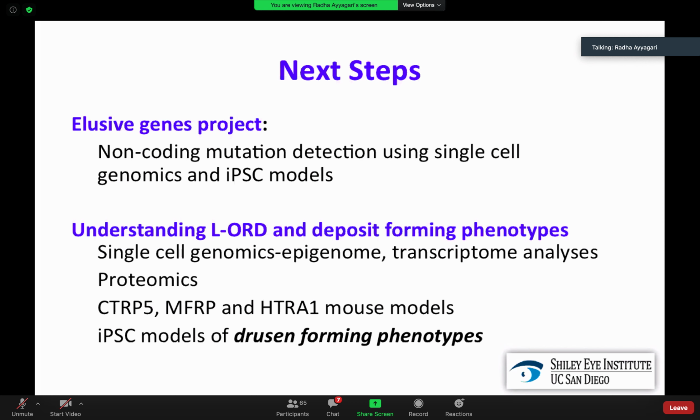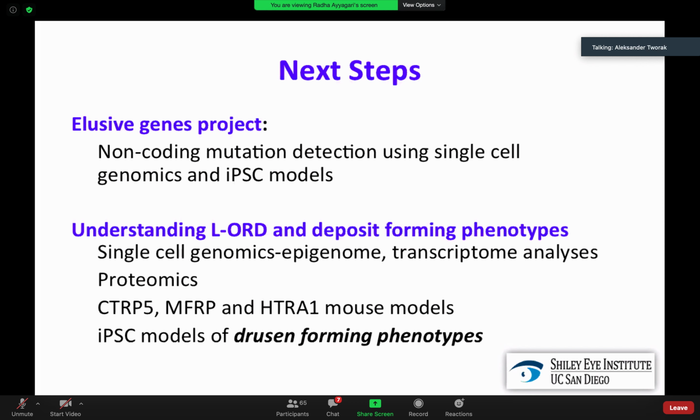I have not presented it, but we are carrying out studies on the interaction of CTRP5 and MFRP, and the role of MFRP in LOD pathology. We have those two mouse models, which is another study I did not talk about. We are trying to see how we can integrate the information we are generating through these different studies. Mainly, the goal is to understand LOD pathology.